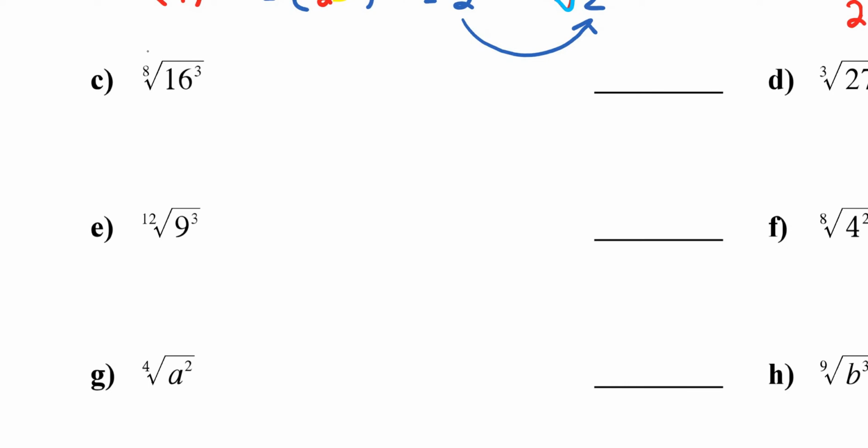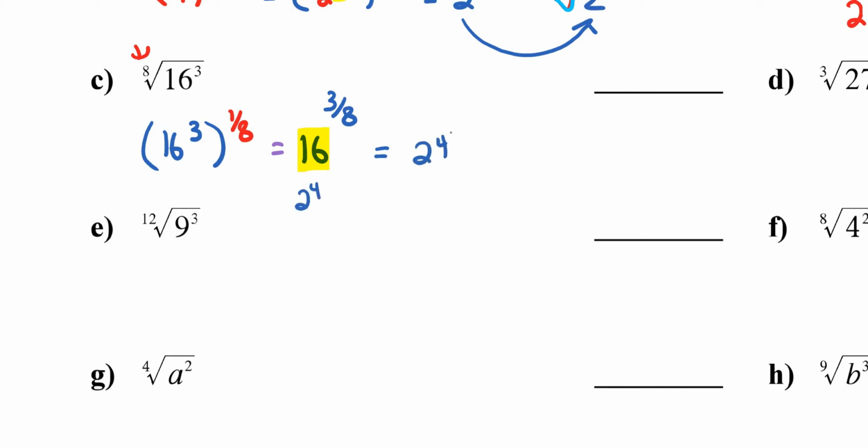So the index here is an 8, so this is going to be 16 to the power 3, and that'll be raised to the power of 1 over 8. If you go ahead and multiply the powers here, you get 16 to the power of 3 over 8. And then from there, I would recommend breaking down the 16 into a smaller base. I know 16 is the same thing as 2 to the power 4. So let's write 2 to the power 4, and then you have your 3 over 8.